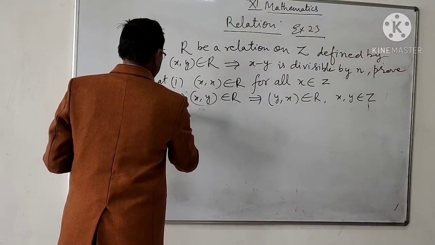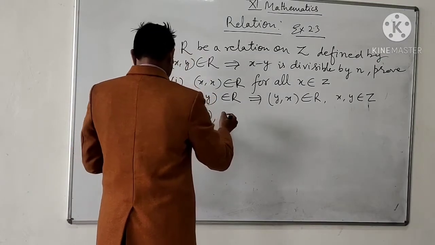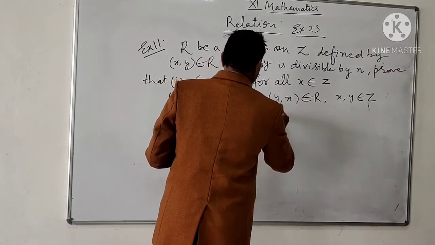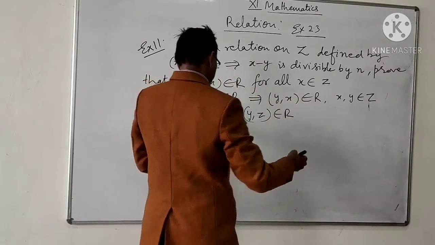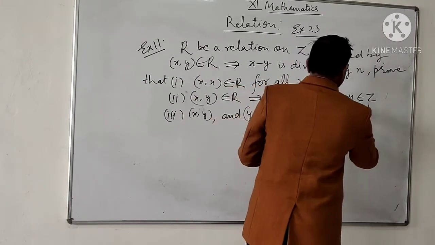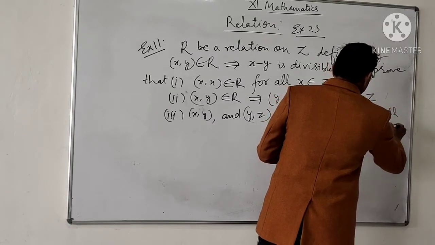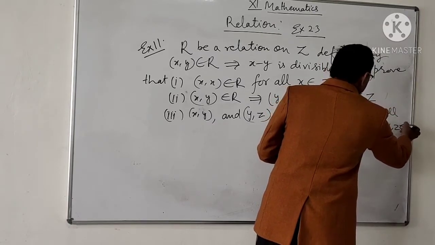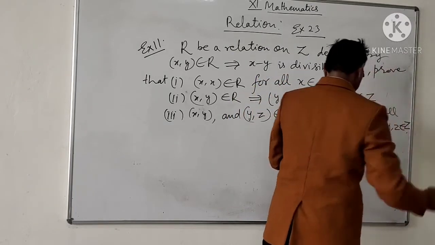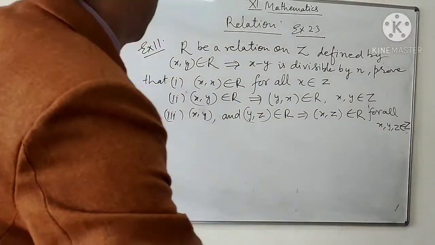Then third part: (x, y) and (y, z) belong to R implies that (x, z) also belongs to R for all x, y, z belongs to Z, integers. Student, we will prove all the parts one by one. So let's come.